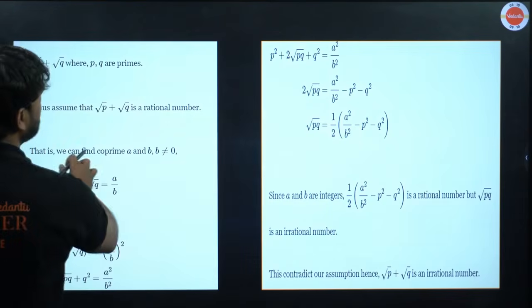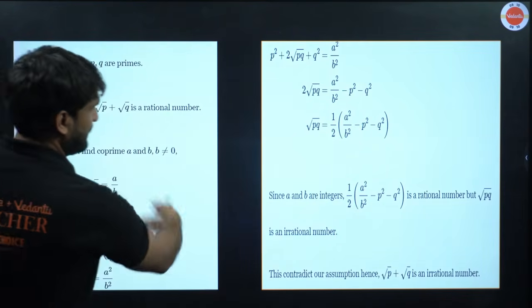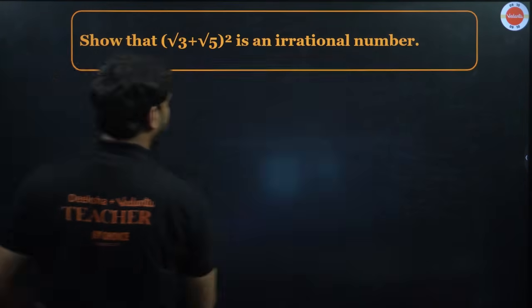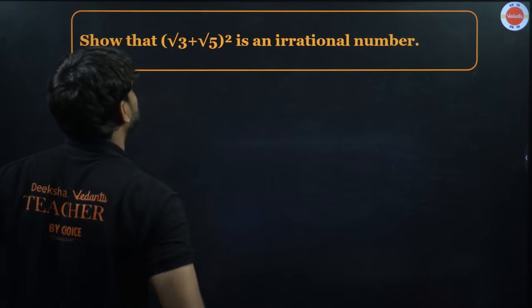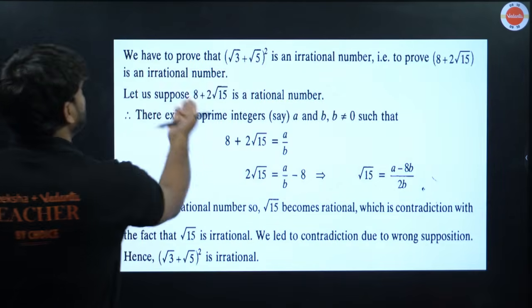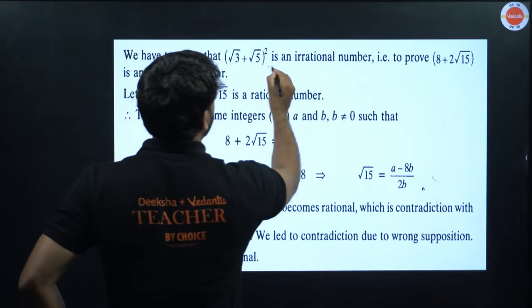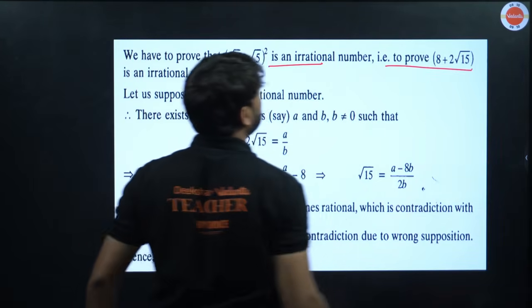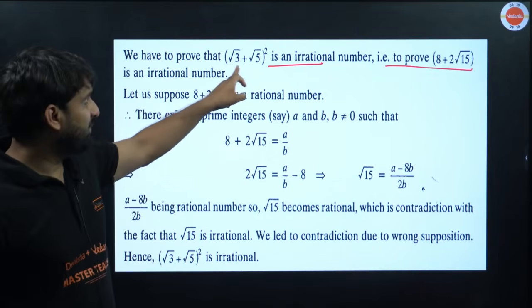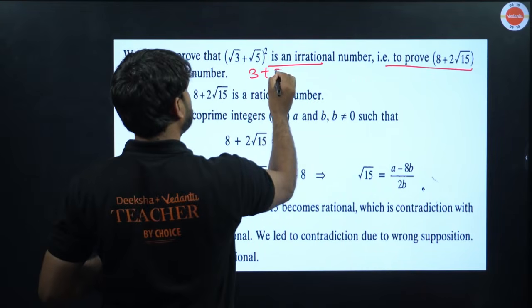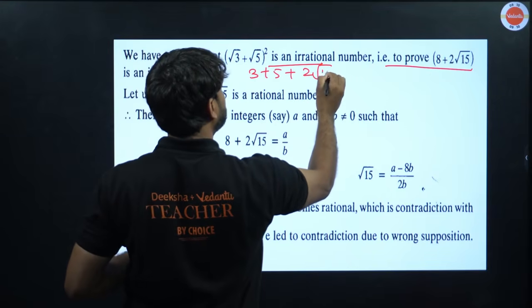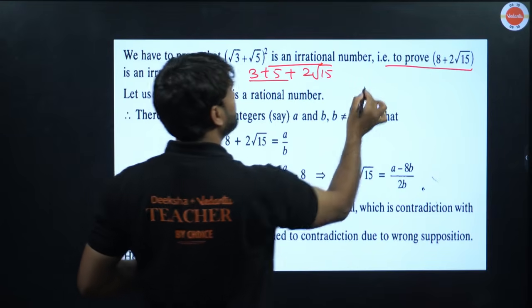Again, same question, so same derivation. Always take the root family one side. Show that root 3 plus root 5 whole square is an irrational number. Same thing. We have to prove this is an irrational number. So we get 8 plus 2 root 15. We have opened a plus b whole square, which is equal to a square 3 plus b square 5 plus 2ab. 2ab means 2 root 15. 5 plus 3 will be 8.